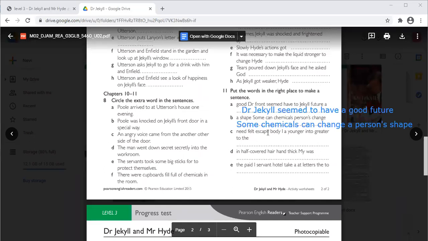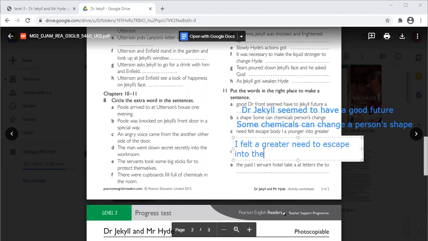Okay, need, felt, escape, body, I, a, younger, into, greater, to, the. So I felt a greater need to escape into the younger body. And so the sentence is, I felt a greater need to escape into the younger body. Of course, this is a line from the story. That's why reading the story very carefully helps you in answering all the questions. So reading the story is very important. I felt a greater need to escape into the younger body.